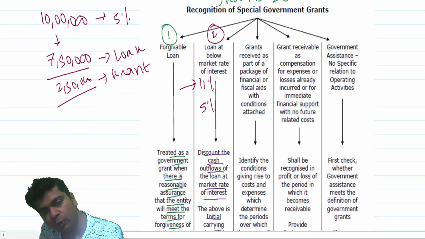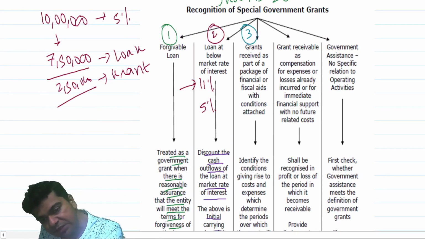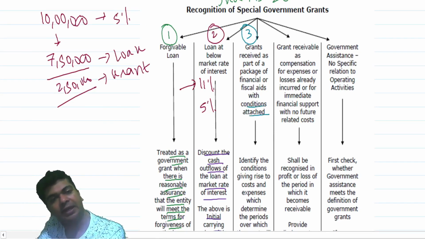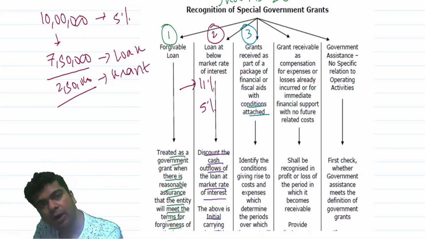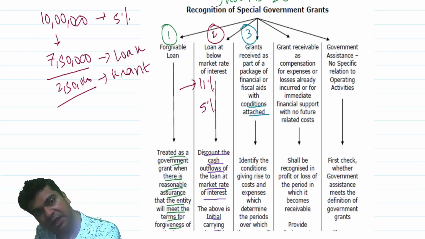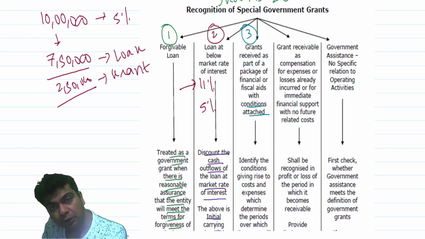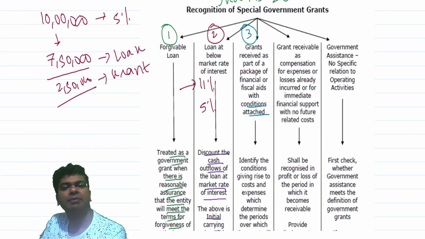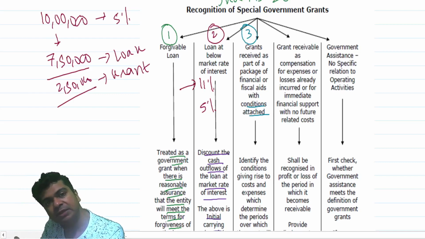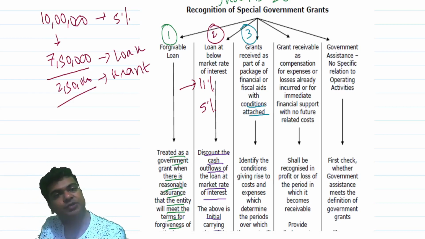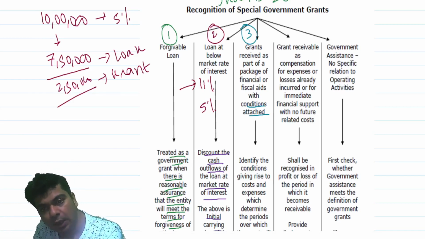What else? The third one. Grants received as part of a package of financial or fiscal aids with conditions attached. The government is announcing a package for a particular industry, let us say. In recent times also we have seen that because of the economic activities which are contracting due to the COVID pandemic, from time to time the government is coming out with certain schemes so that some benefit is available, some fiscal package has been announced for the industry that is worst affected by the pandemic. That is the kind of grant that you are going to receive.